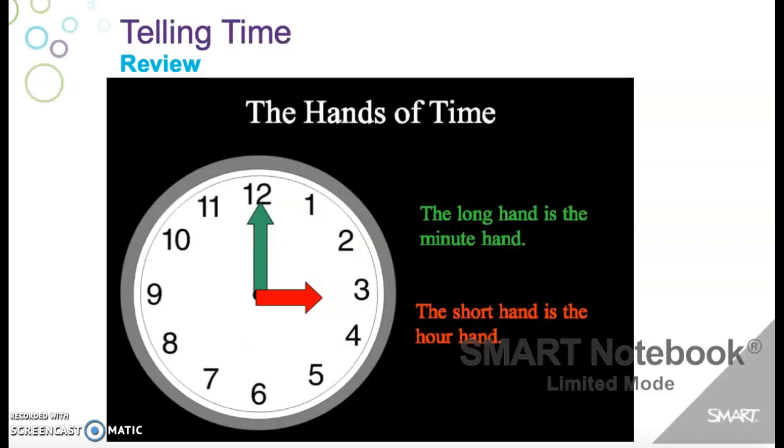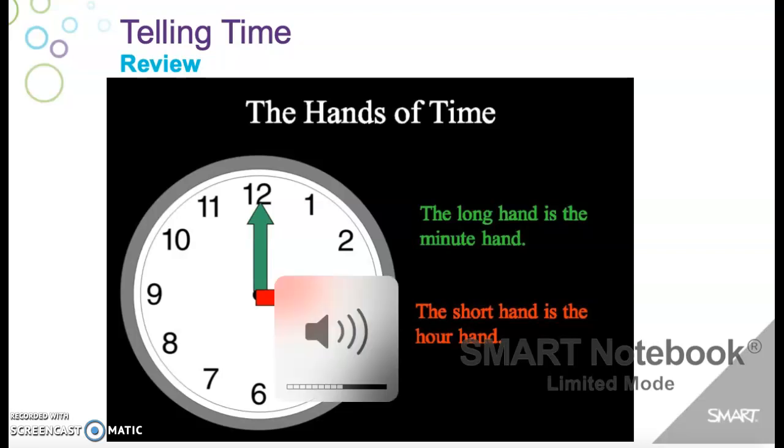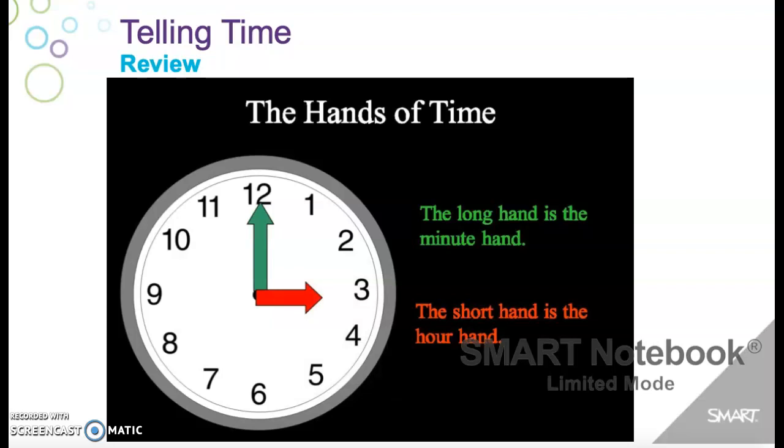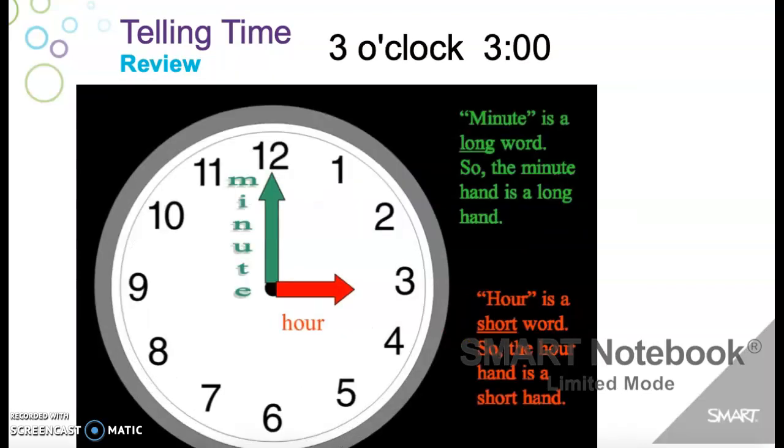So we've seen this before, but just to refresh your memories, the long hand is the minute hand, and in this case it's green. The short hand is the hour hand, and in this case it is red. Remember that minute is actually a longer word, which makes sense for the minute hand to also be the longest of the two. The hour hand is shorter, so you can keep that in mind when you look for the hour hand. You can think of it being the shorter of the two.